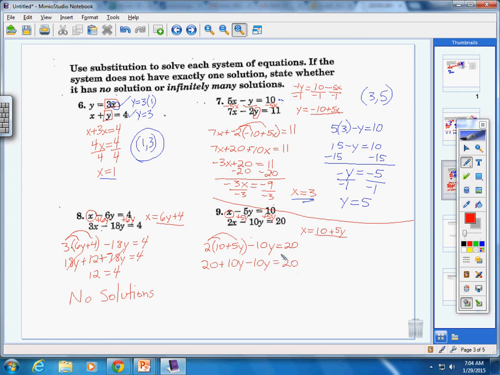Once again, hopefully you guys see it already. This is a positive 10y, and this is a negative 10y. So when you combine like terms, those are going to cancel out. You're going to be left with, this time, a true statement. If our variables are eliminated and you're left with a true statement, then it's not no solutions, it's infinitely many solutions, okay?